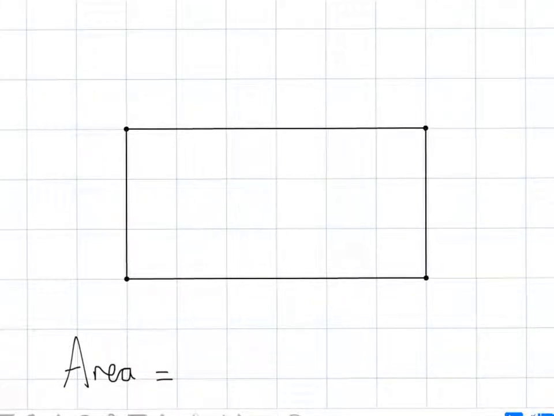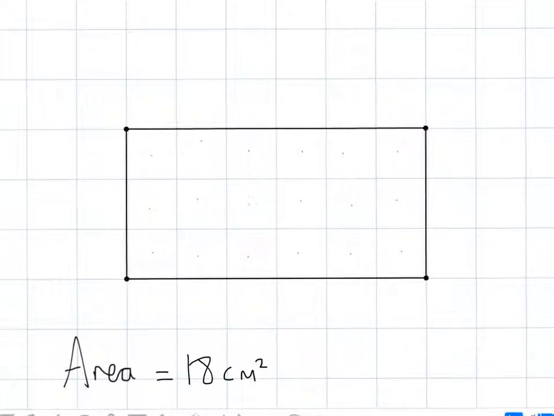We're going to work out the area of this rectangle, and the simplest way is to count the squares inside it. And we can count the squares of this rectangle by just counting upwards. 1, 2, 3, 4, 5, 6, 7, 8, 9, 10, 11, 12, 13, 14, 15, 16, 17, 18. So our area would be 18 squared centimetres. The little 2 next to the centimetres represents squared centimetres.